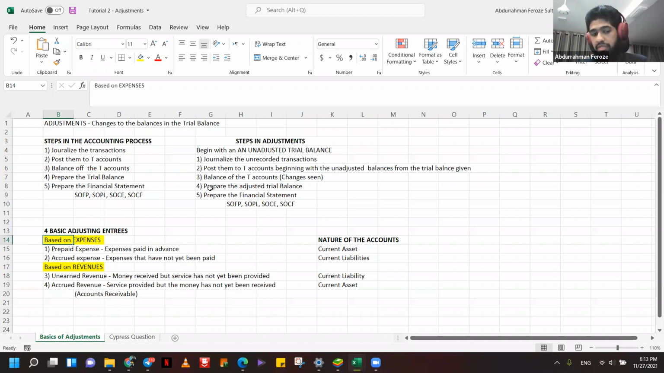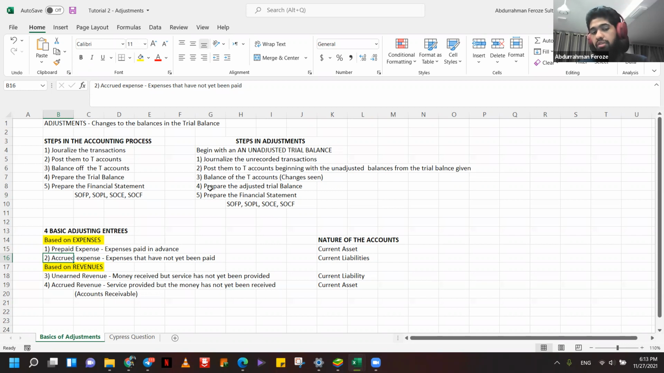So accrued expenses are expenses that have not been paid yet at the time of the accounting, and these are treated as current liabilities. Then we have the next two, which are unearned revenue and accrued revenue. So unearned revenue is money received, but service has not yet been provided.